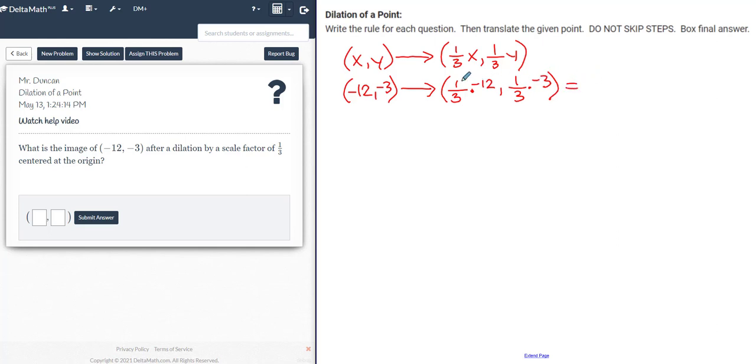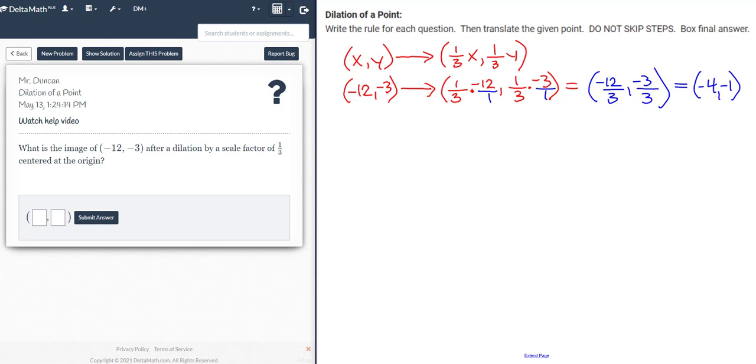And then I can simplify it. Remember, you can always make this technically over 1 and this over 1. So in other words, this would be negative 12 over 3, which again will simplify, and then this will be negative 3 over 3, which again also simplifies. And there's no harm if you know how to simplify that in your head, by all means go for it. So just to clarify, negative 12 divided by 3 simplifies to negative 4, and then negative 3 divided by 3 simplifies to negative 1.